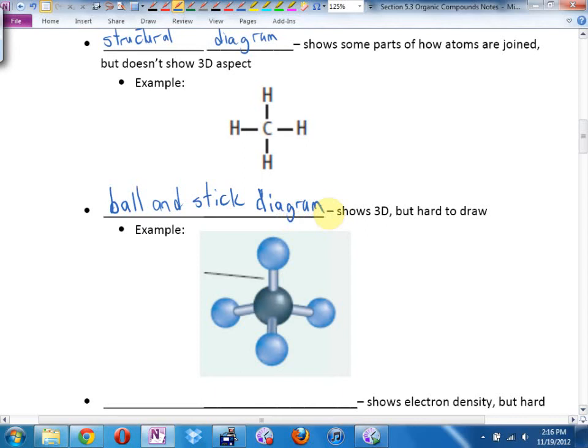Little tinker toys. You can actually buy these, and you can start to model some of these organic molecules. You have those? Yep. They're fun. You know what, Josh? It shows the 3D great, but it's really hard to draw that. I had to steal that from a computer diagram. I was going to try and draw it by hand.